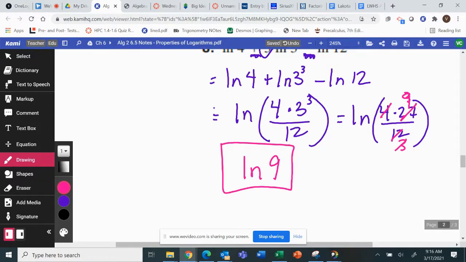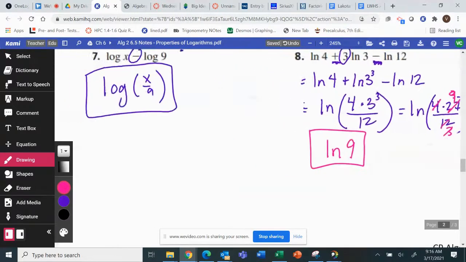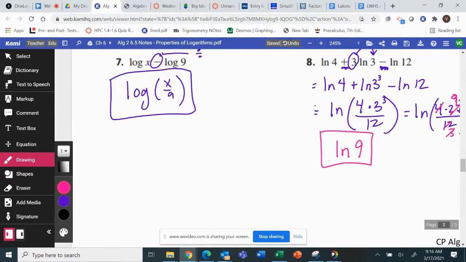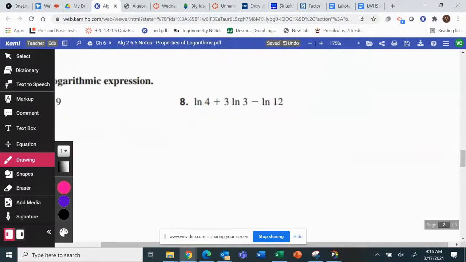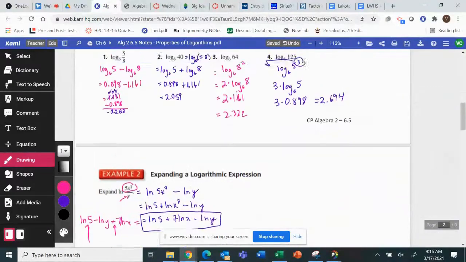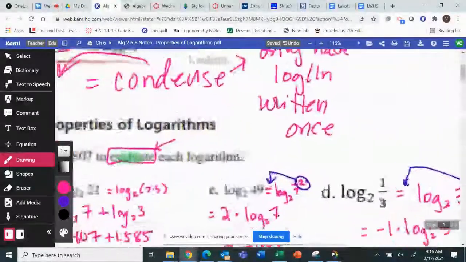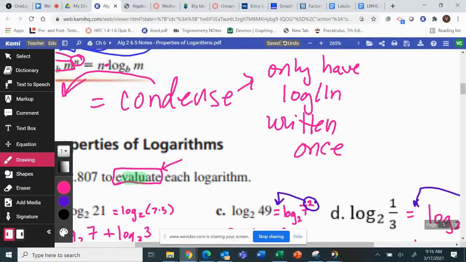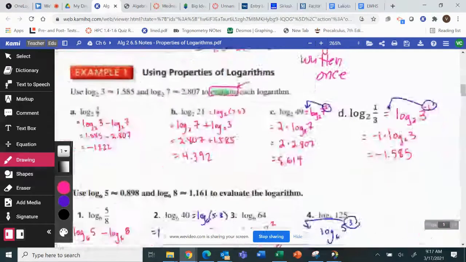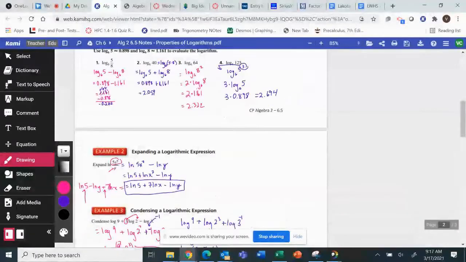Yes, Sophie? On number 7, if you have log x over log y, that would be wrong. Because when you condense, I'm going to go back up to where I wrote it down. When you condense, you can only have log or ln written once. So if you have log something over log something, it's wrong. Condensing condenses the stuff that the log is of, the stuff after the word log. It's not having more than one logarithm anymore.